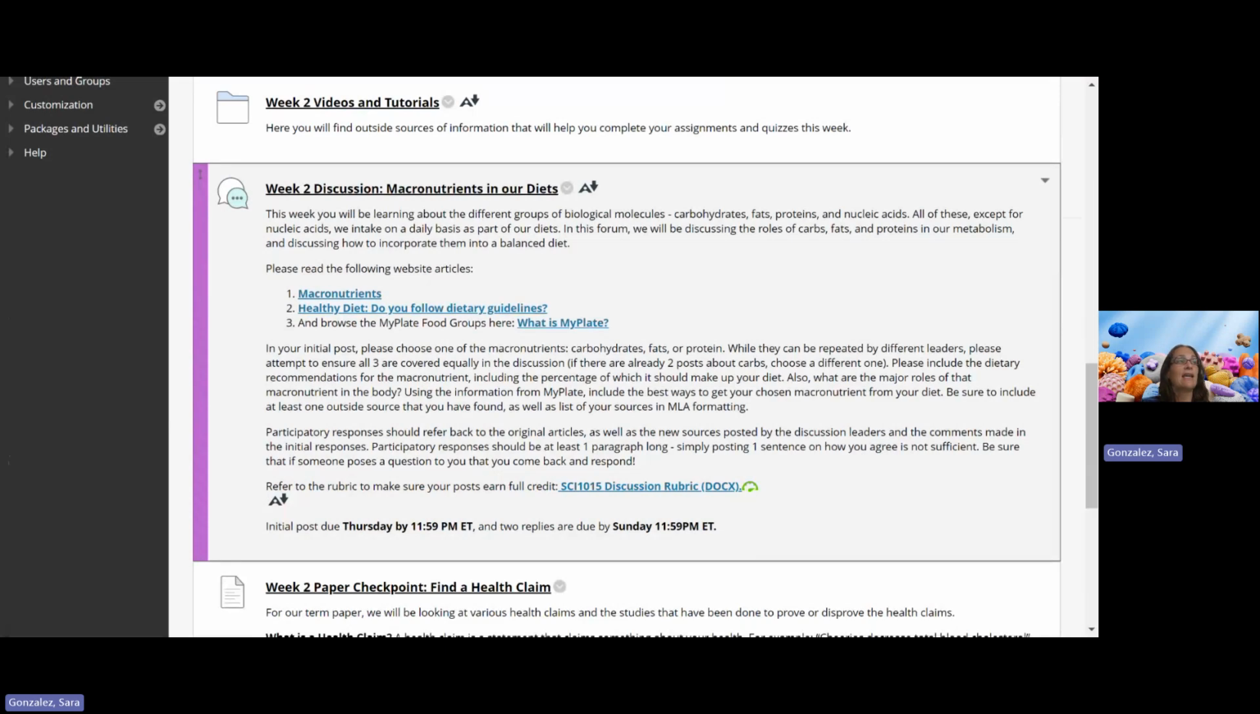Last week, we introduced a very important tool called MyPlate. So you can take a look at that, looking at the best ways to get that particular macronutrient into your diet. And then also include some sources where you found your information.